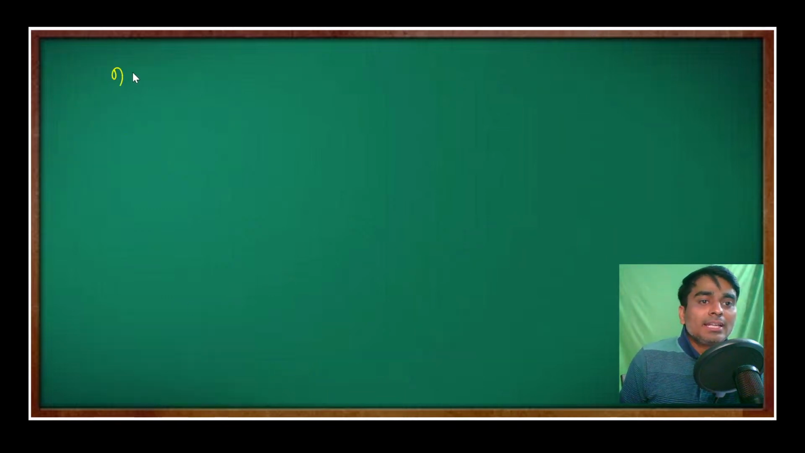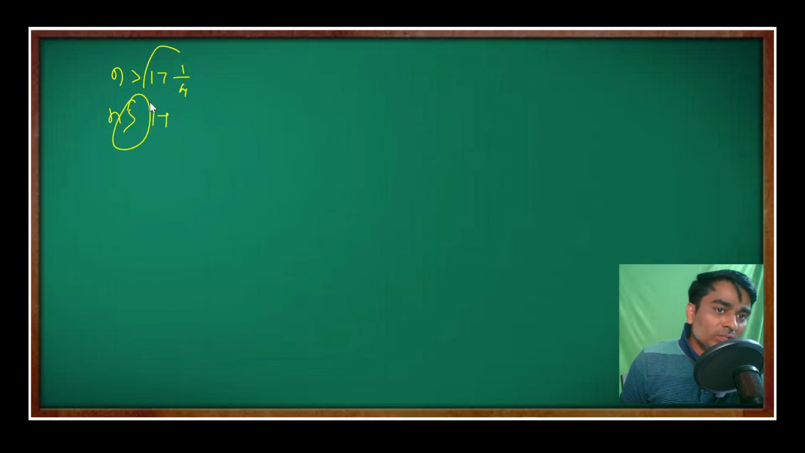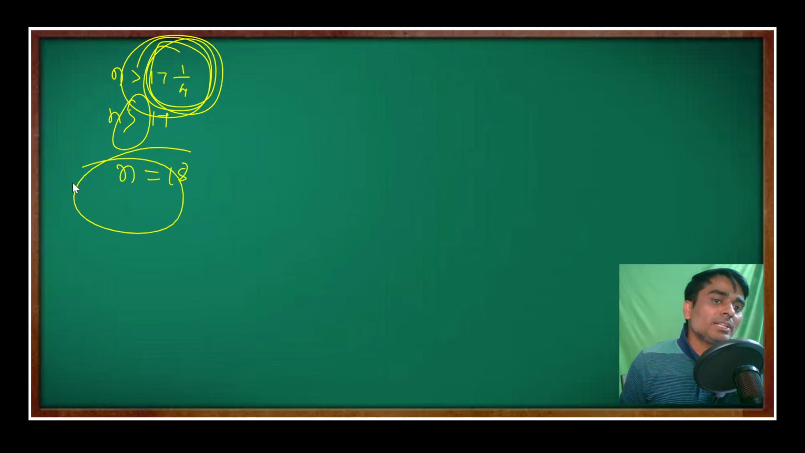n is greater than 17 1/4. That means n is greater than 17 1 by 4, right? More than this much will be what? More than this much will be 18.